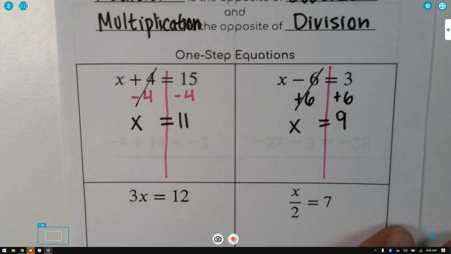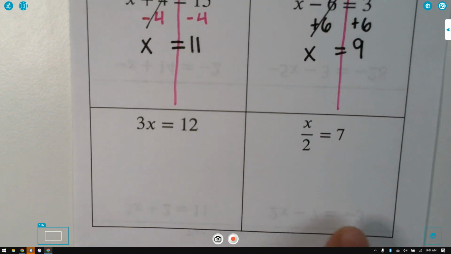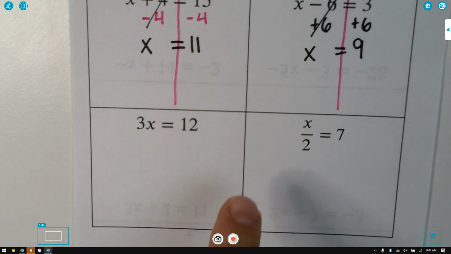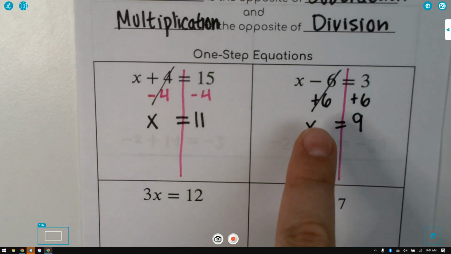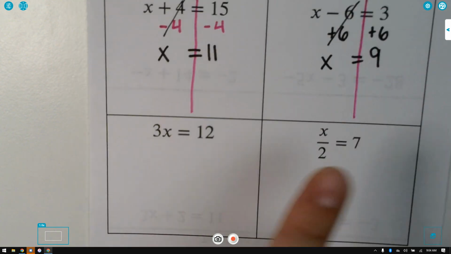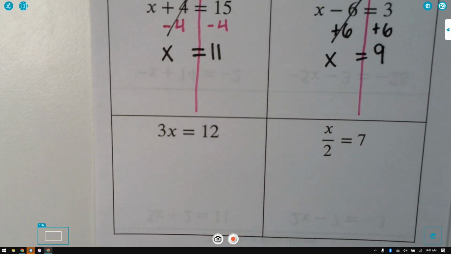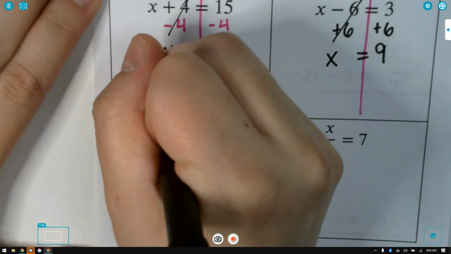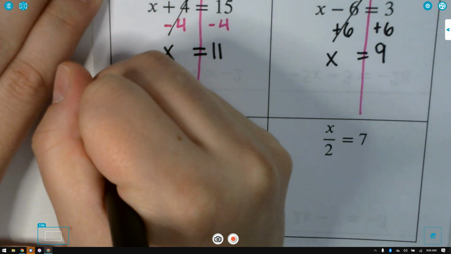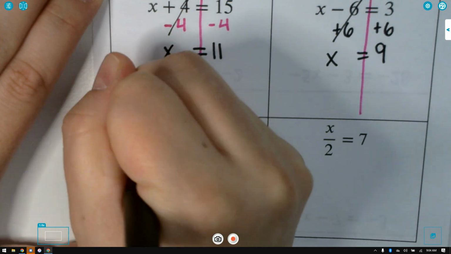Okay, we got 2 more of these 1 steps. These ones are a little bit trickier because the operation isn't written out for us. Like we literally have a plus sign and we literally have a minus sign. Right here, what does 3x mean? 3 times x. So when you have a number, called a coefficient, right next to a variable, that is multiplication. If you need to write a little note to yourself that says multiplication, do it.